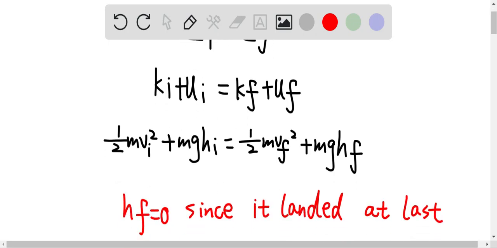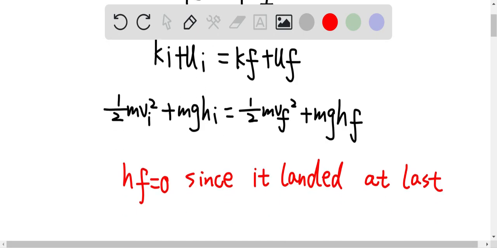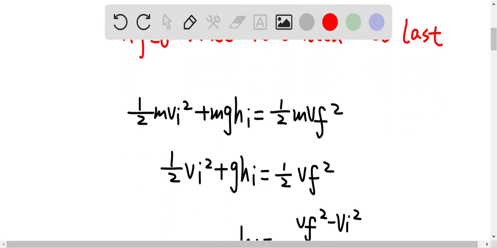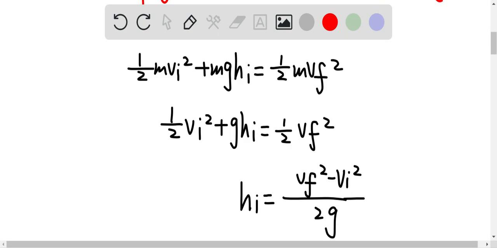So we know the final height should be equal to 0 since it landed eventually. So now we have 1/2 m vi squared plus m g hi is equal to 1/2 m vf squared. If we do a rearrangement here, eventually we'll have the initial height, which is the greatest height at which the pilot could shut off the engine, is equal to vf squared minus vi squared over 2g.